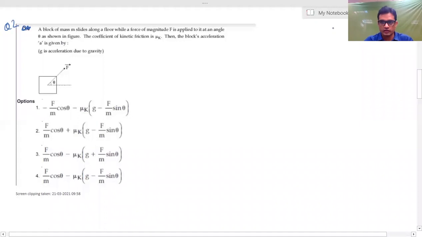Now in this question it is given that a block is pulled by a force F at an angle theta with the horizontal, and here the coefficient of friction is also given, which is mu k. So we can say that there will be a frictional force in the backward direction. I'm taking it as small f, and a normal force which will be acting here, and a gravitational force mg. So the kinetic friction f will be equal to mu k into N.